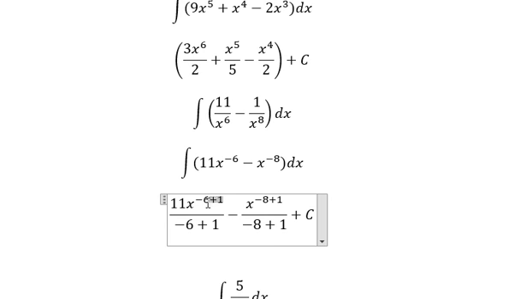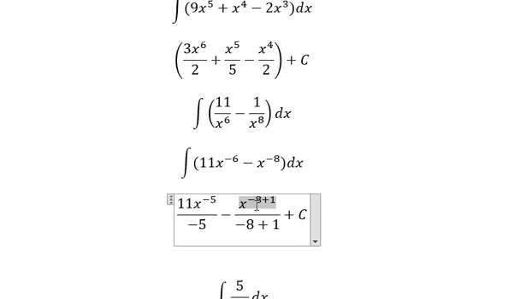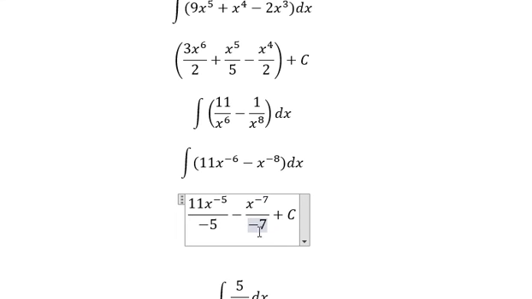This one we got about negative number 5. This one we got about negative number 7. Negative, negative, you got about positive.